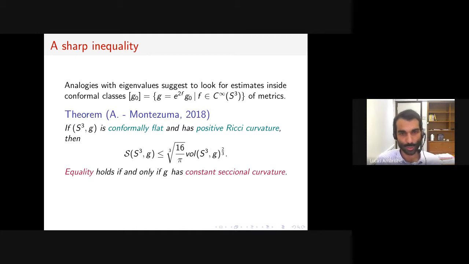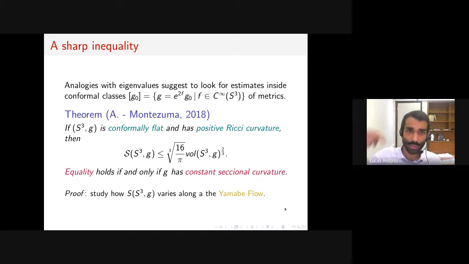Okay, so our theorem shows that the canonical metric, the metrics with constant sectional curvature, are local maxima inside the conformal class of the canonical metric. Because there is this neighborhood of positive Ricci curvature metrics, and in this neighborhood you have this inequality. The proof I will not explain either, but it uses a geometric flow. The key idea was to study how the systole varies along this geometric flow called the Yamabe flow, which happens inside conformal classes. You flow the metric inside the conformal class, trying to minimize the total scalar curvature. And it turns out that this flow is suitable to the study of the systole.